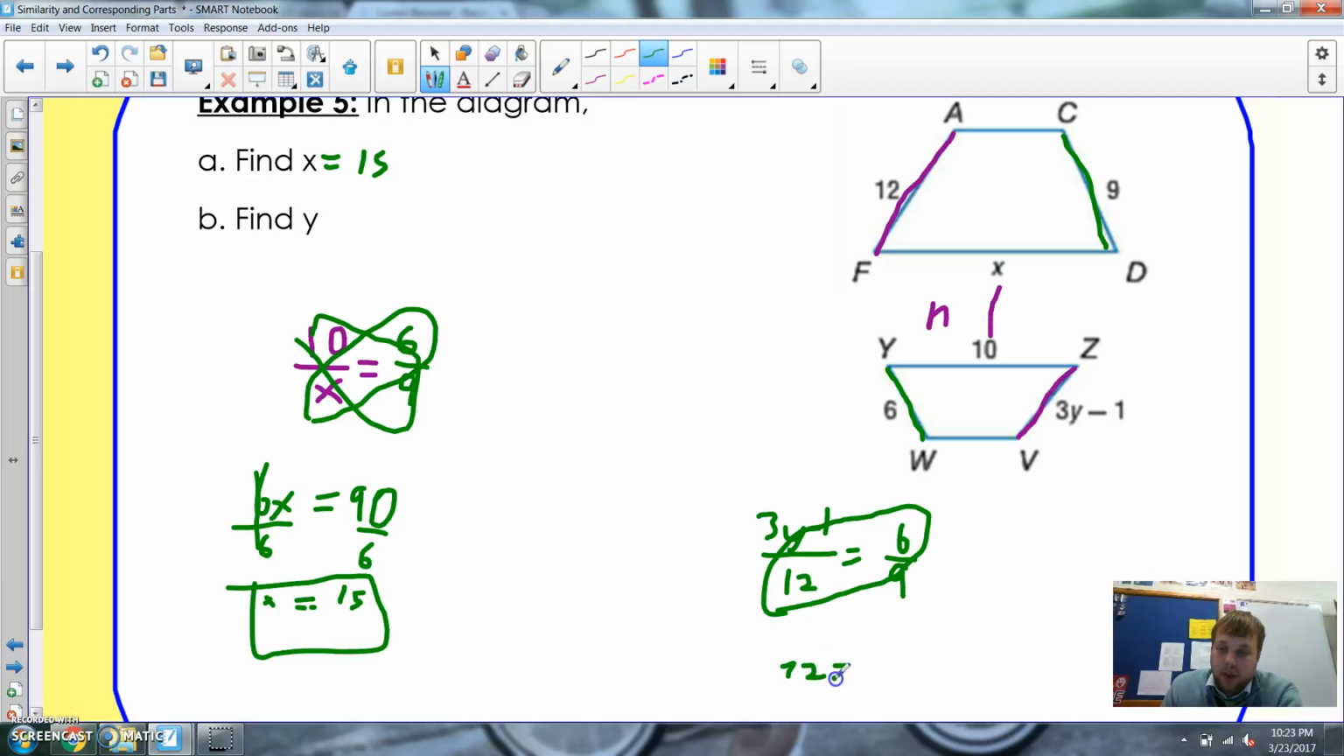So I'm going to cross multiply, and 6 times 12 is 72. And that equals, now here, be careful on this. This 9 multiplies to both. So it's really 9 times 3, which is 27Y. And 9 times negative 1, which is negative 9. All right, so you can solve the rest out to figure out what Y is.